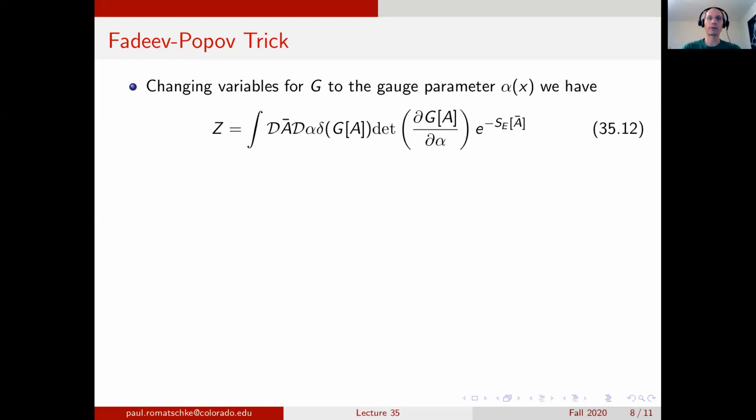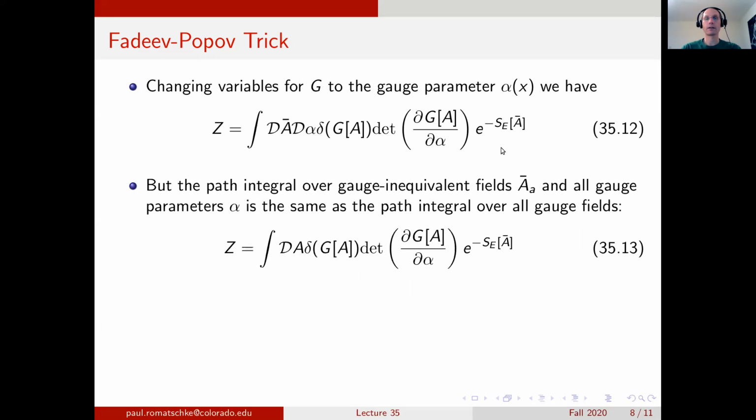Now changing variables from G to the gauge parameter alpha. So instead of integrating over G, we have an integral over alpha times the determinant, or the Jacobian, from going from G to alpha. And the rest of the expression for the partition function is still the same. The path integral over the gauge inequivalent configurations Ā, and the path integral over all gauge transformation parameters, is the same as integrating over all gauge fields. So instead of writing the path integral dĀ dα, we write just the path integral over dA, where A is now the unrestricted gauge field.